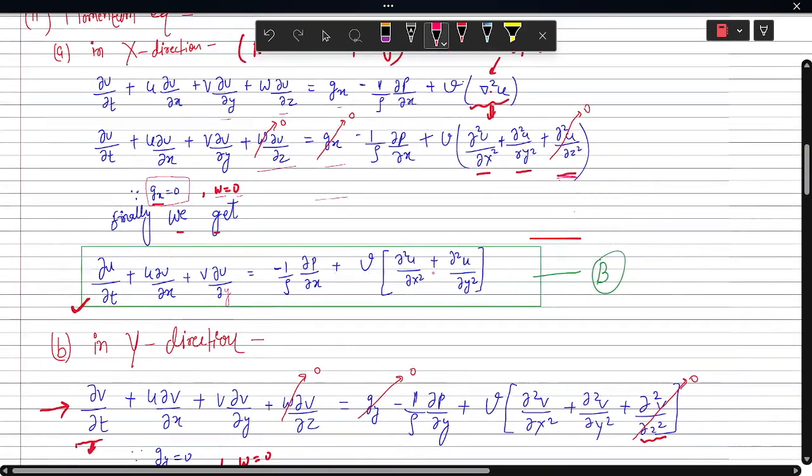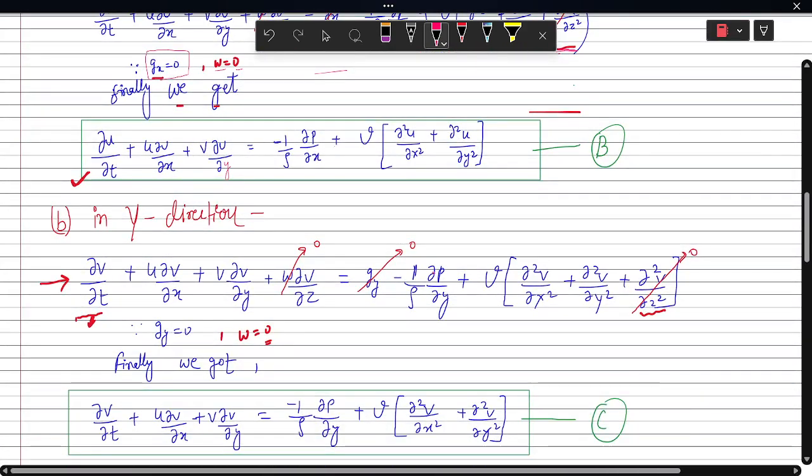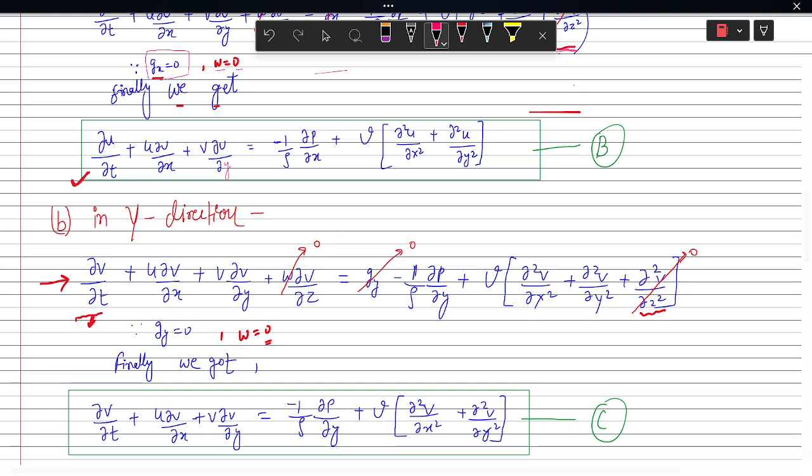Okay, and now similarly we can write in the y direction. So this is the general expression in the y direction: del v by del t plus u del v by del x plus v del v by del y plus w del v by del z is equal to gy minus 1 by rho del p by del y plus nu del square v upon del x square plus del square v upon del y square plus del square v upon del z square.